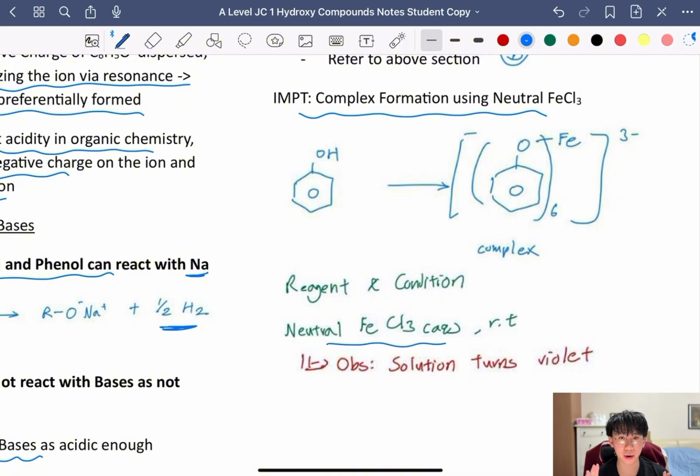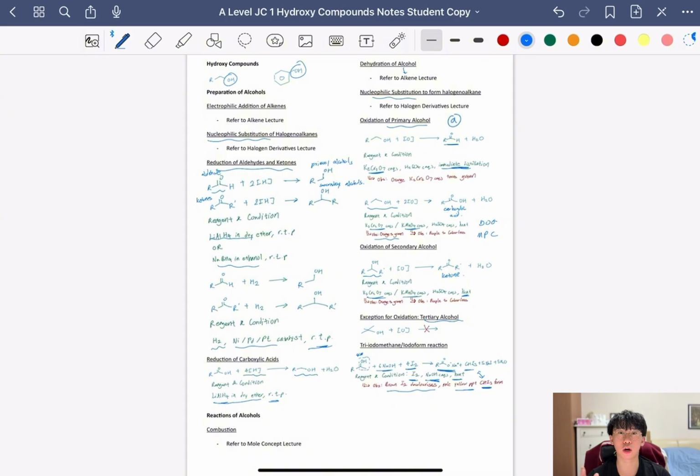And this is very, very important. It often gets overlooked by students. Your solution will turn violet because of the formation of this complex over here. You don't have to memorize this equation or memorize the structure of this complex, but you just need to know that this reaction can occur. So that's all for hydroxy compounds.